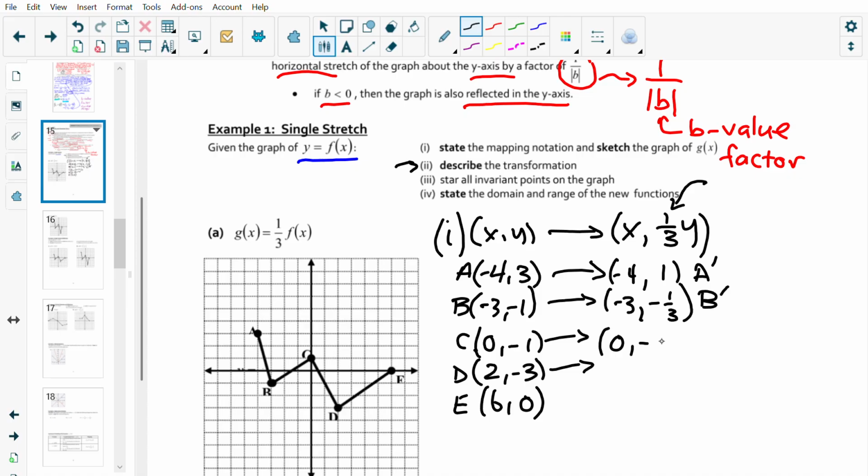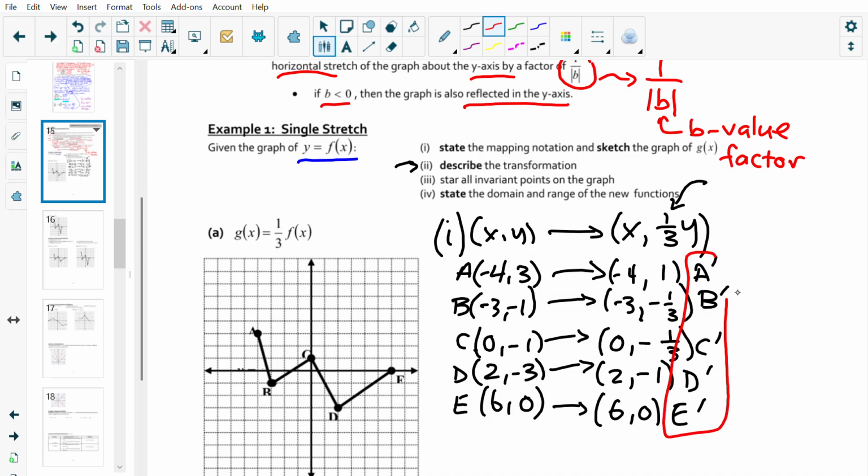C becomes 0, -1/3. So that's C prime. D becomes D prime, which is 2, negative 1. And last, E prime, 6, 0, becomes, well, doesn't change, 6, 0. Let's plot those. I'm going to plot these all in red. Negative 4, 1.